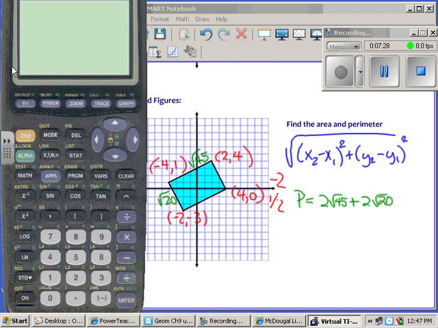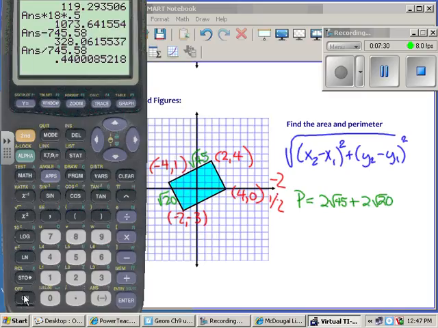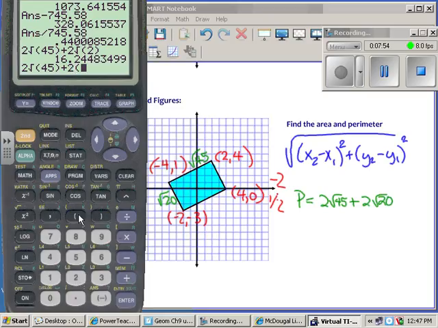All right, so I do 2 square roots of 45 plus 2 square roots of 20, and that gives me 6. Oh, I did it of 2. Darn it. Did I do it? Yeah. So 2 square roots of 45 plus 2 square roots of 20. That's better. So I get my perimeter is 22.36.